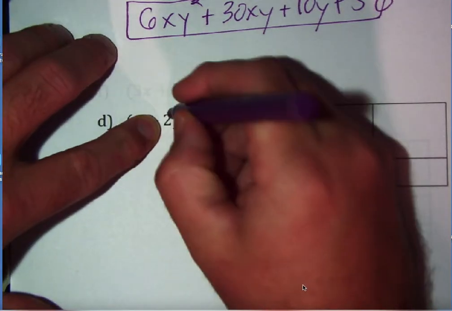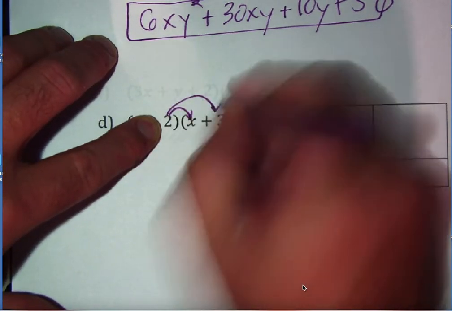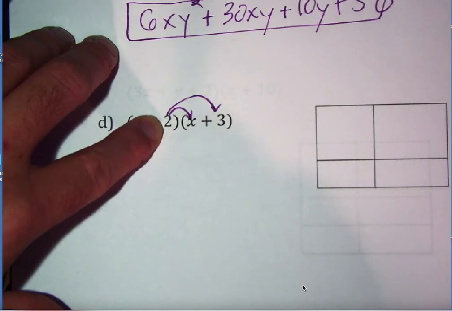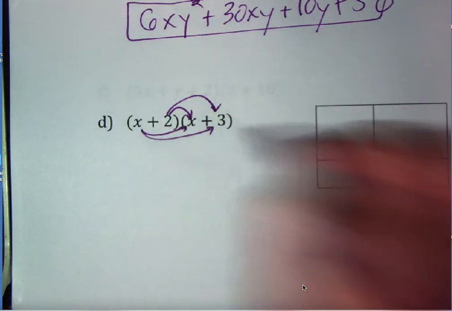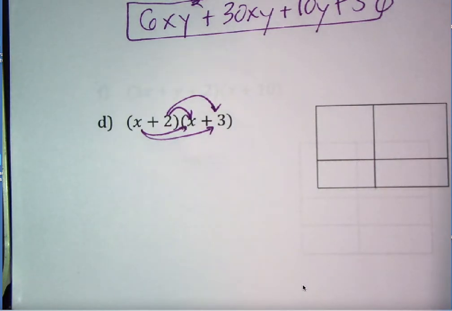One way is you do distributive property, 2 times these things, and then x times each of these things. So we'll get 4 products.